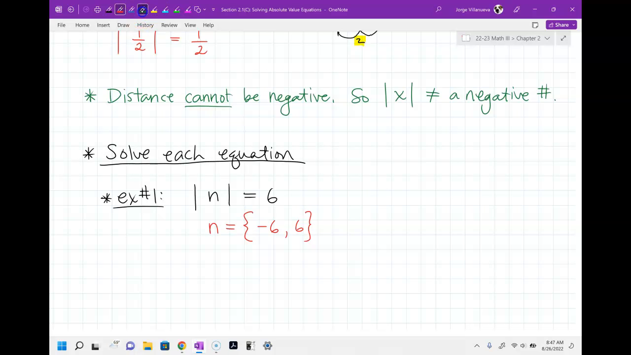Okay, in case you didn't know, I'm going to put it right here. Set notation. You use that whenever you have more than one solution. So if you have like 2 answers, 3 answers, 8 answers, you can list them in set notation and just separate them with commas. I'm pretty sure you've seen this before, but if not, then here's your introduction to it.